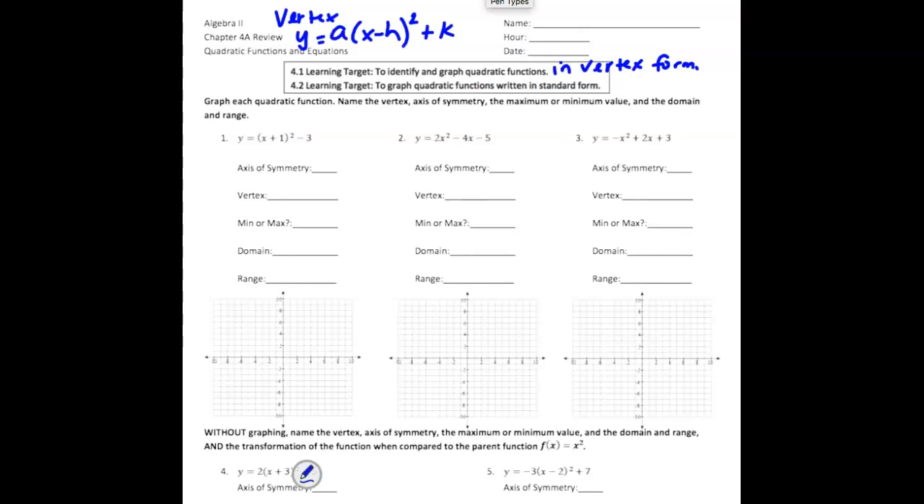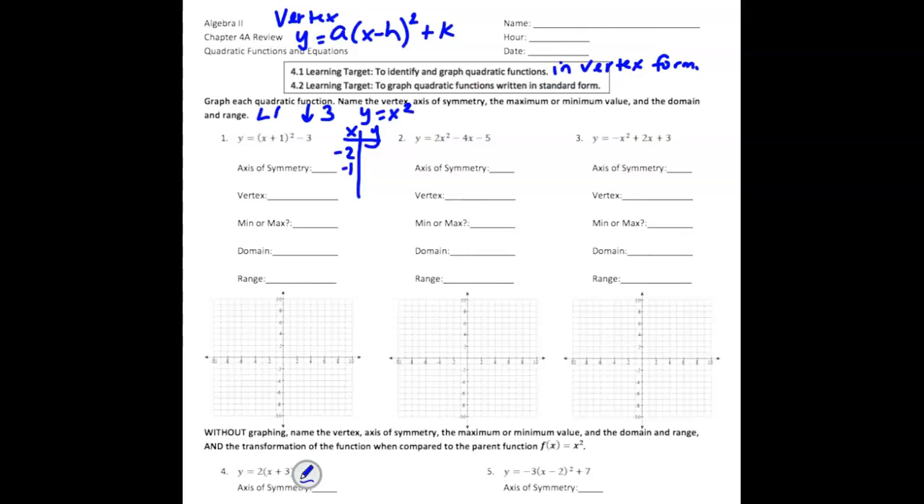All right, so when we look at our first example, we have y equals the quantity x plus 1 squared minus 3. If we identify our transformations, we are moving left 1 and then down 3. So on our graph, let's start with our parent function. Remember, the parent function is just y equals x squared.